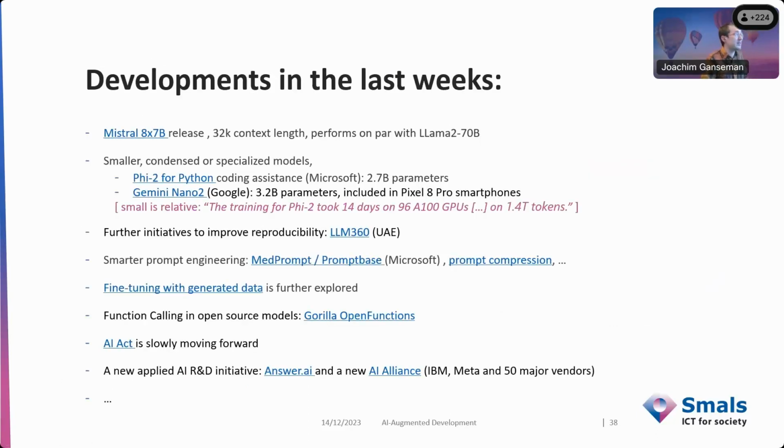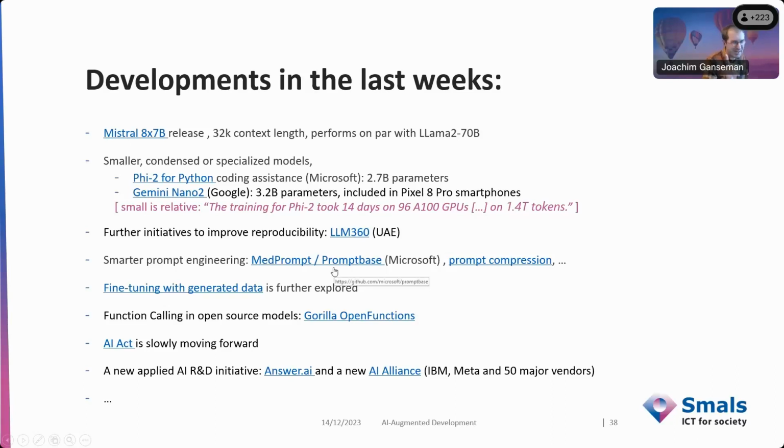It's moving fast. Developments in the last 2 weeks have been insane. Mistral, the French startup company, has released a new mixture model. There are smaller, condensed and specialized models. First, Google came with Gemini. Then 2 days ago, Microsoft came with Phi 2. There are new initiatives being started to improve reproducibility. Microsoft has an initiative to do better prompt engineering. A new prompt database specifically might be interesting for medical purposes here.